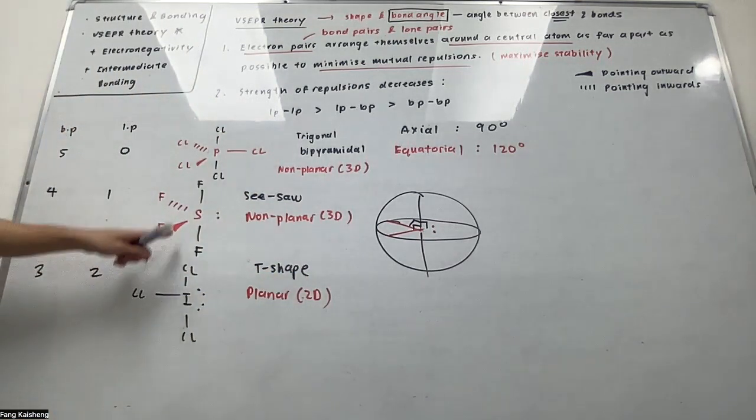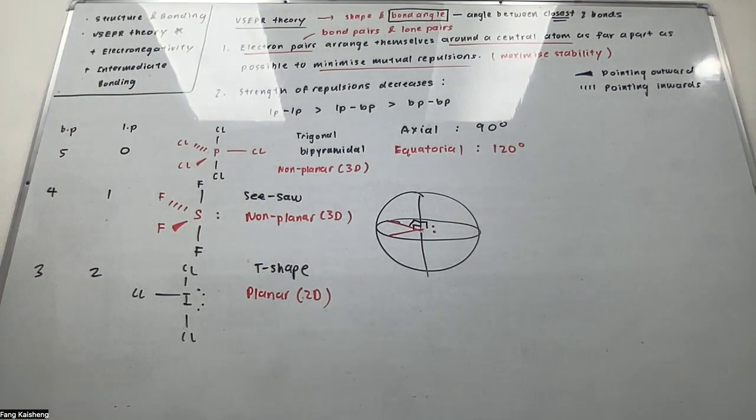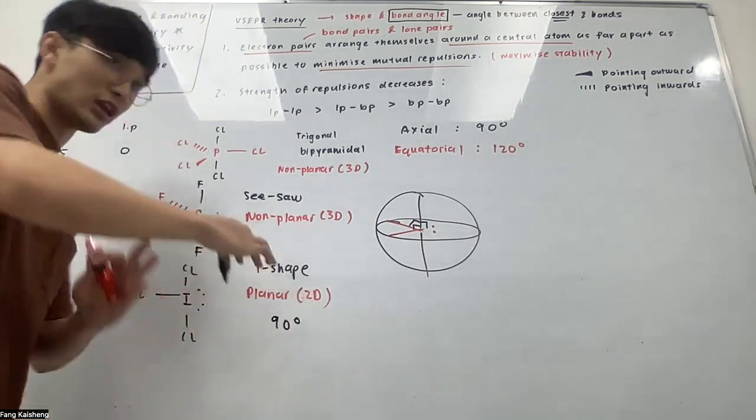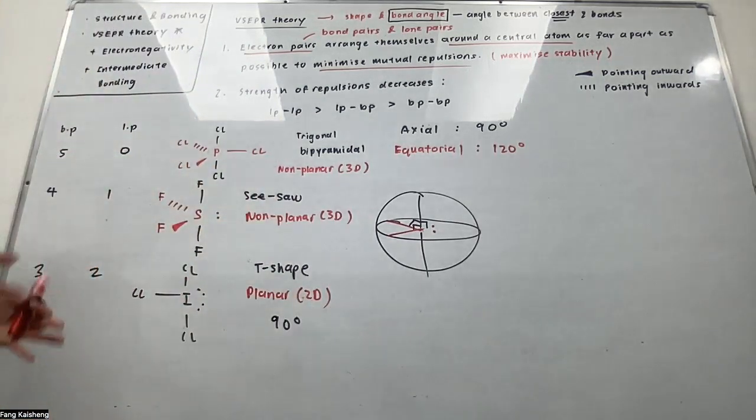That's why I have to draw all the solid and the dash bonds. And doesn't take a genius to also figure out that the angle is 90 degrees, being a T shape. So next time you see T shape, please don't get it wrong. It's very obvious. Okay, the last one is very simple also.